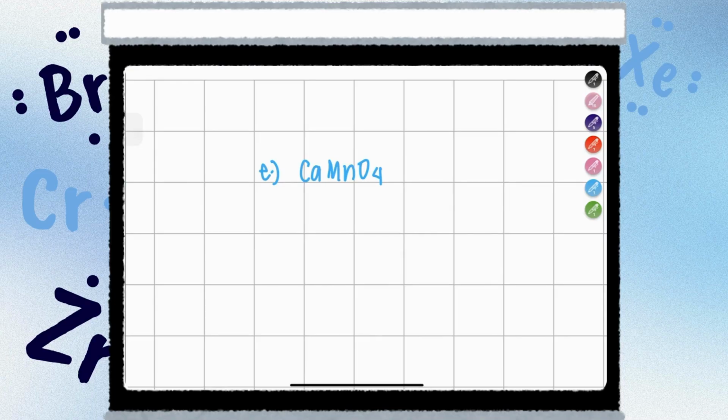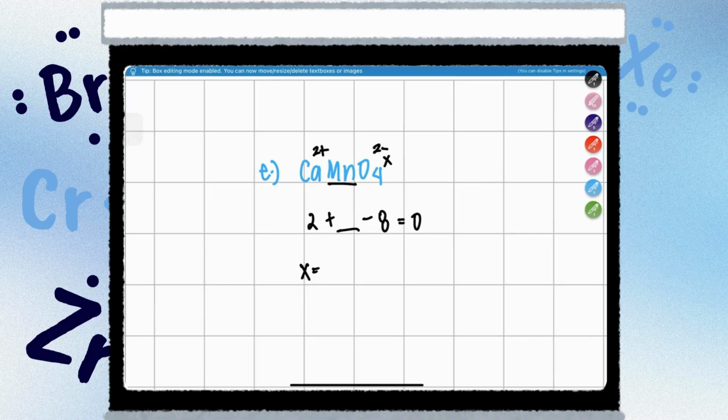We're looking for the oxidation number of manganese. And for Ca, or calcium, it has positive 2 charge. And for oxygen, it has negative 2 charge. So let's multiply positive 2 times 1 is positive 2, plus x, minus negative 2 times 4 is negative 8, equals 0. Now our x, or the oxidation number of manganese, as we can see, it is positive 6, since 2 plus 6 is 8, minus 8 equals 0.